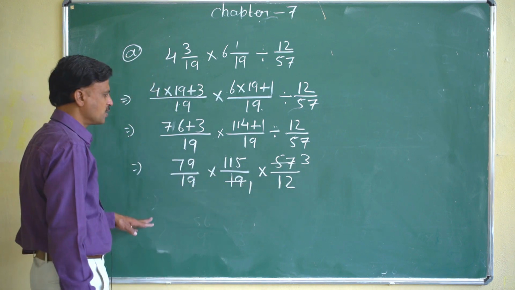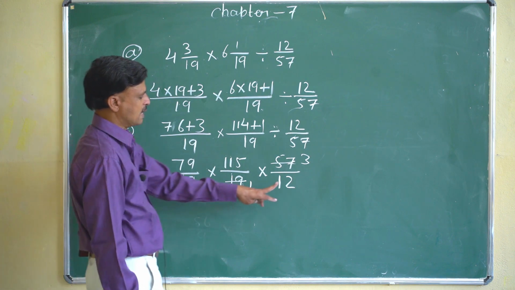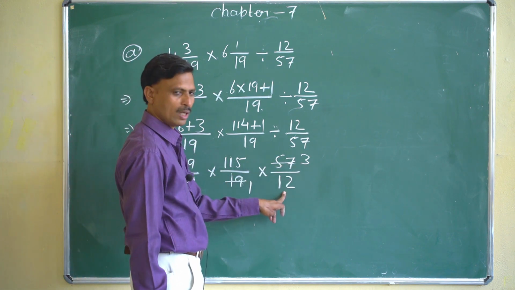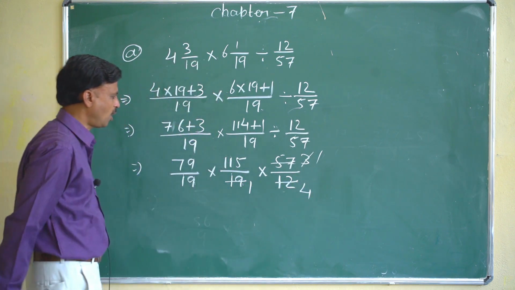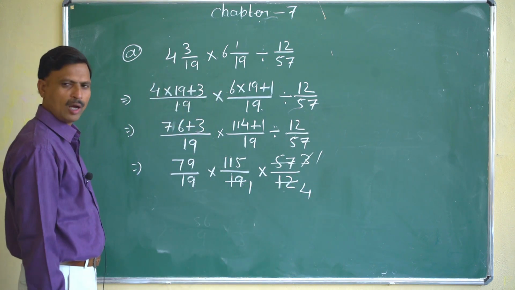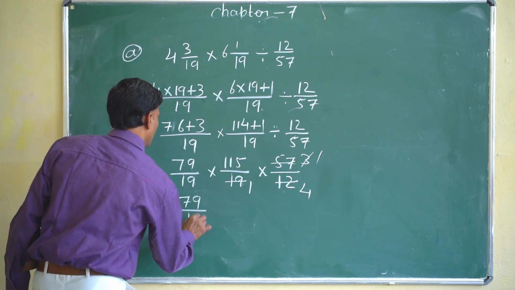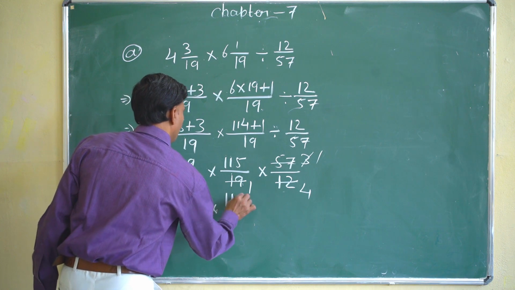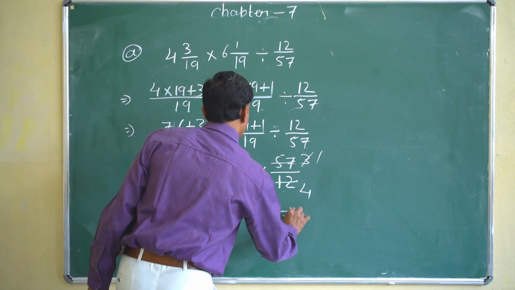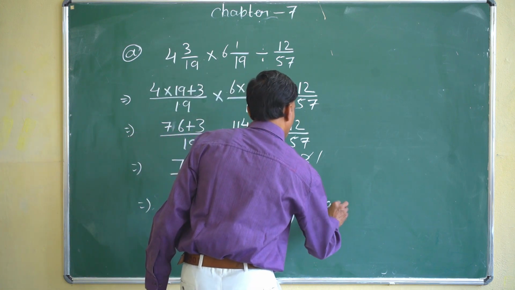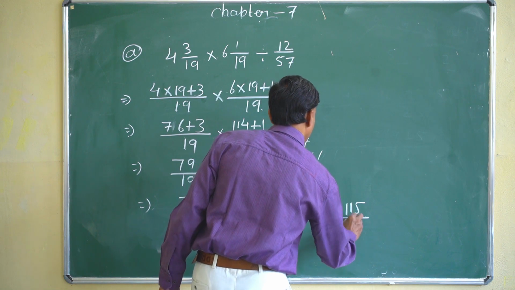Okay, any other cancellation here? No? Right now, this 3 and 12. So 1 time, and this is 4 times. Now any other? No. So what will we get? It will come 79 upon 19 multiply 115 upon 1 multiply 1 upon 4. So what will we get? 79 multiply 115 and upon 19 into 4.